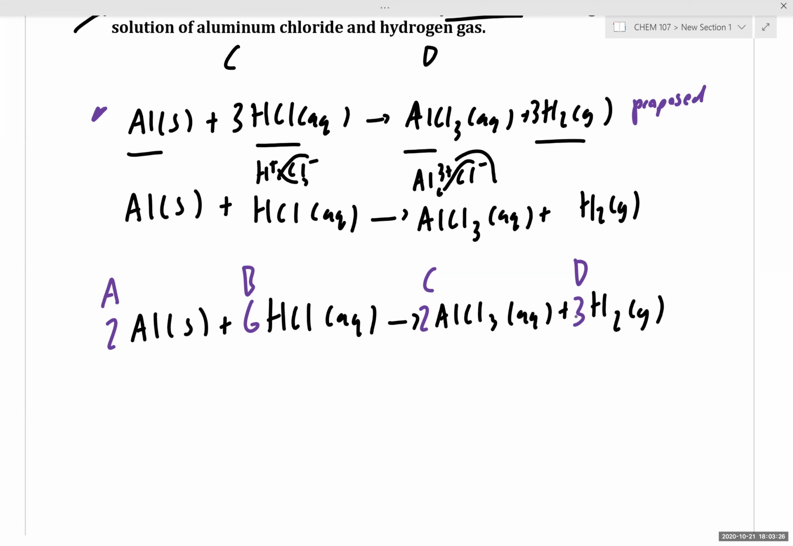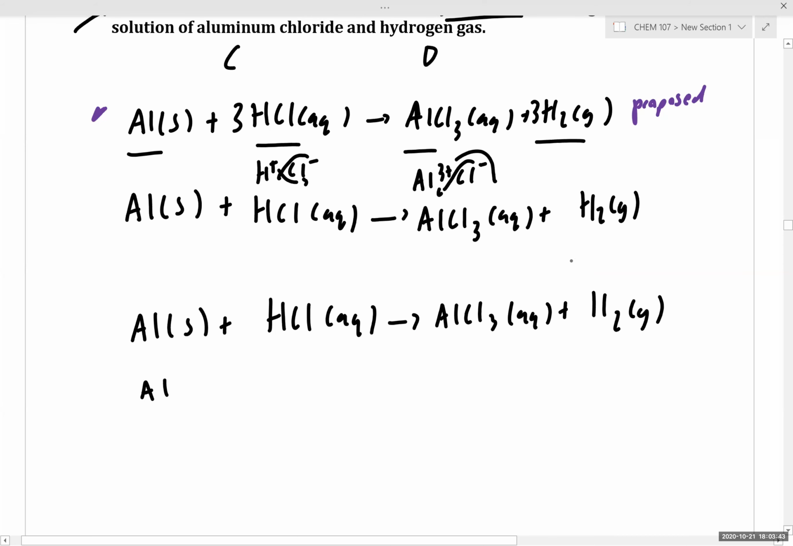Okay, wonderful. So the student responses that I saw for this complete balanced equation were perfect. Let's talk about the process for how we balance this equation, before we add in our coefficients. So we have 1 aluminum, 1 hydrogen, and 1 chlorine on the left. We have 1 aluminum and 3 chlorines on the right, and 2 hydrogens on the right.